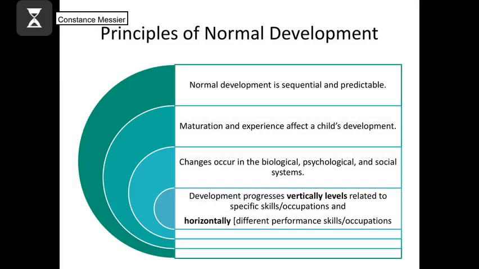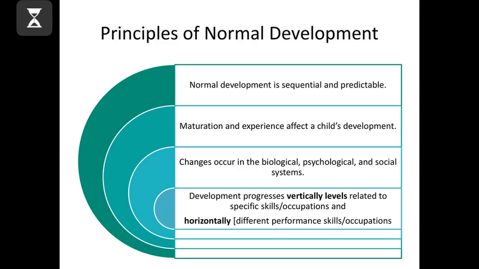Principles of normal development. These are foundational to what we do as occupational therapy practitioners because they help us solve problems related to skill acquisition and they help us design appropriate interventions. So, as has been mentioned before, normal development is sequential and predictable. But what can be different is the rate or the speed at which one gains the skill acquisition and the direction of acquisition, which could be vertical or horizontal. And we're going to talk about that in a few minutes.